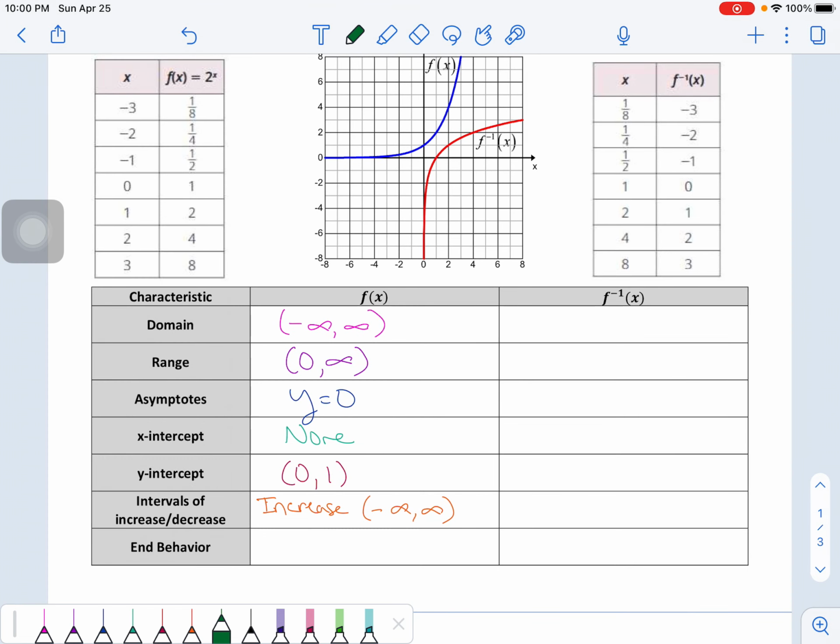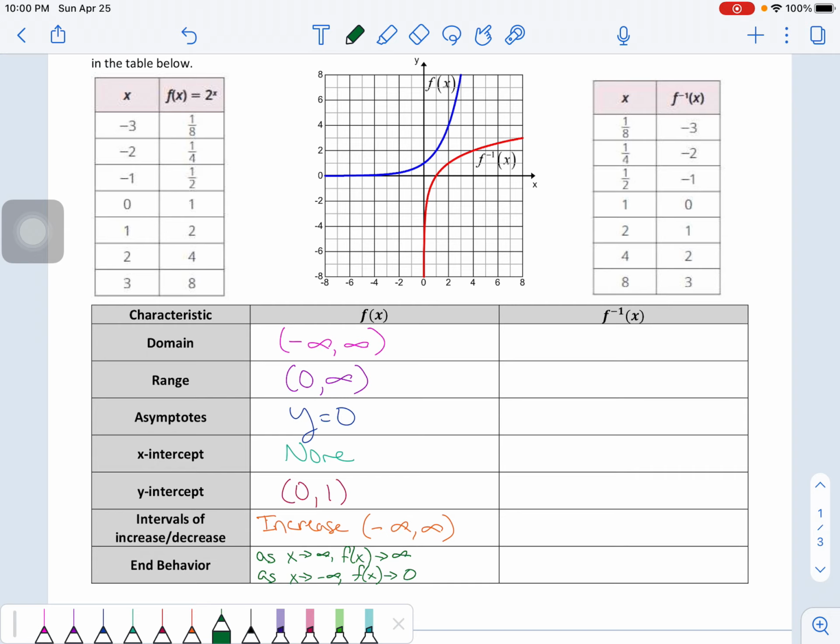Okay. And end behavior, and I'm going to see if I can fit this in here. So as x approaches infinity, f of x approaches infinity. As x approaches negative infinity, f of x approaches 0. Okay, so that is the basic function exponential. It's 2 to the x. All right. Now what I want to do is look at all of the key characteristics for the inverse function. This is where it gets kind of interesting.